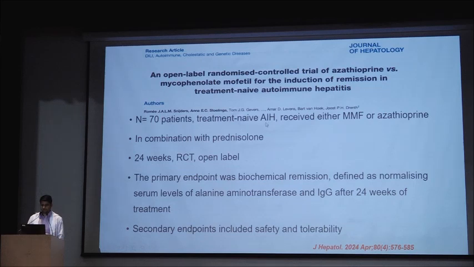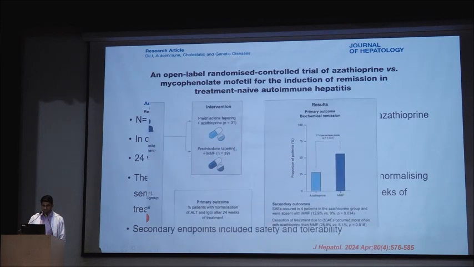Those who were treatment naive autoimmune hepatitis patients received either mycophenolate mofetil or azathioprine in combination with a similar dose of prednisolone, followed for 24 weeks. This was an open label RCT, and the primary endpoint was biochemical remission, defined as normalizing serum level of ALT and IgG after 6 months of the treatment, and secondary endpoints included safety and tolerability.